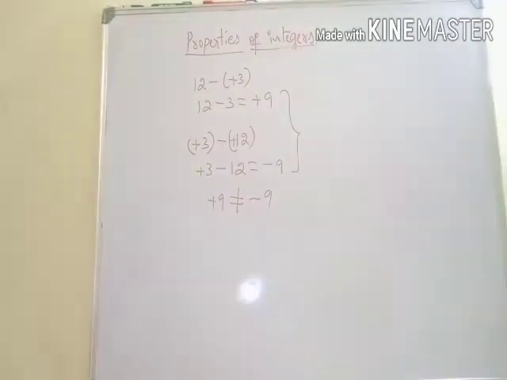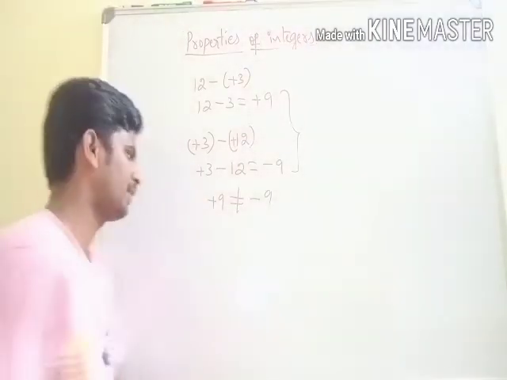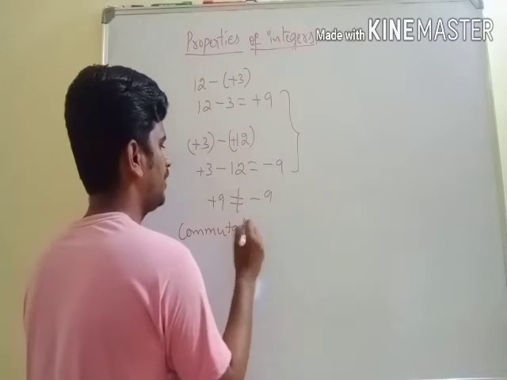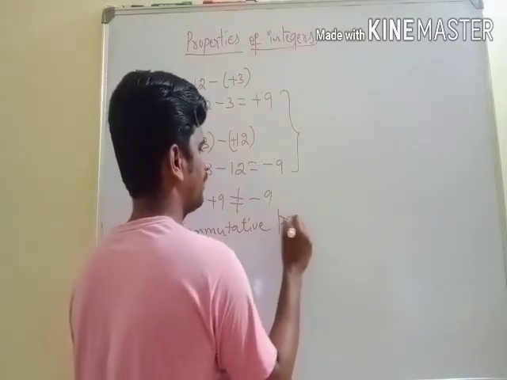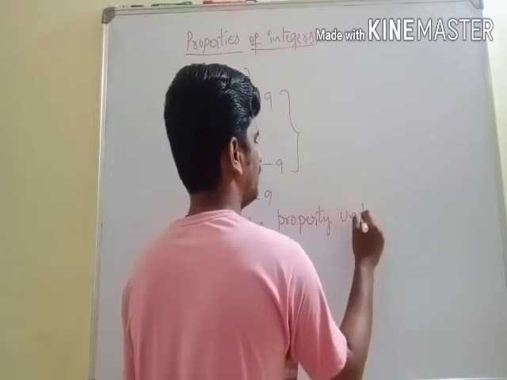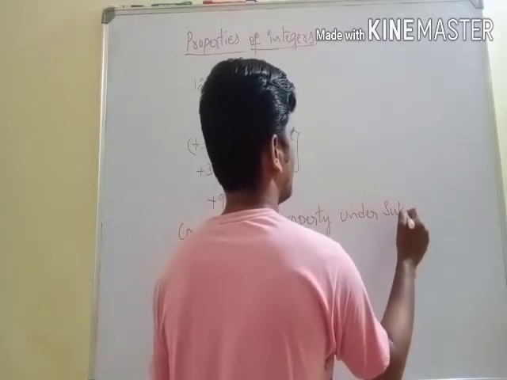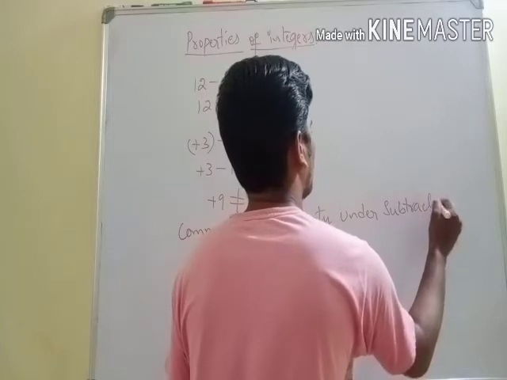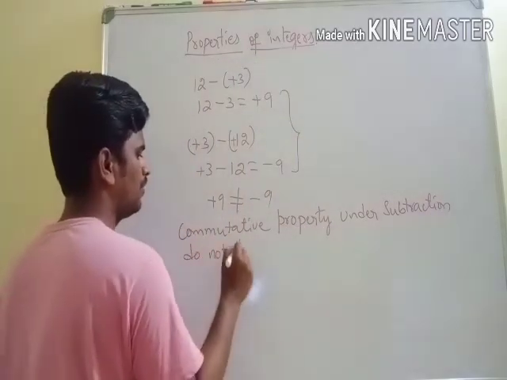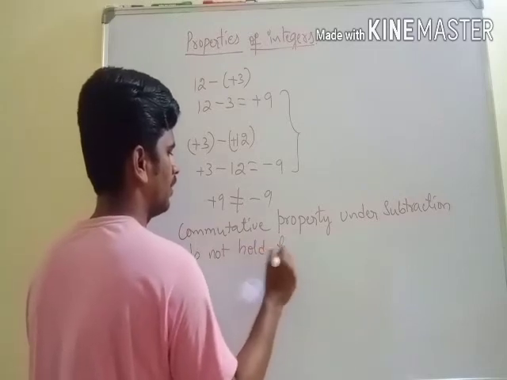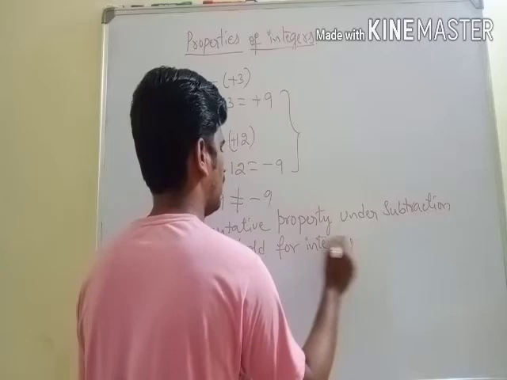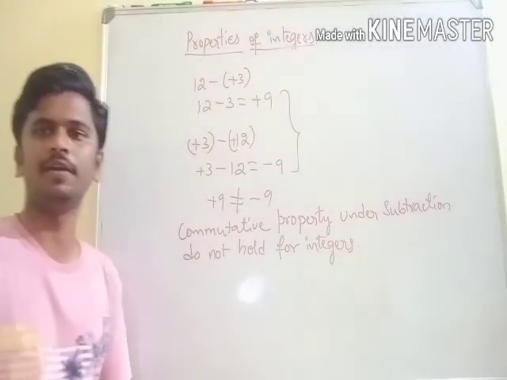So by this example, what can we conclude here? Commutative property under subtraction does not hold for integers. Does not hold for integers.